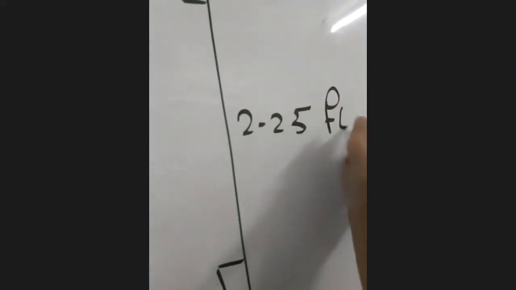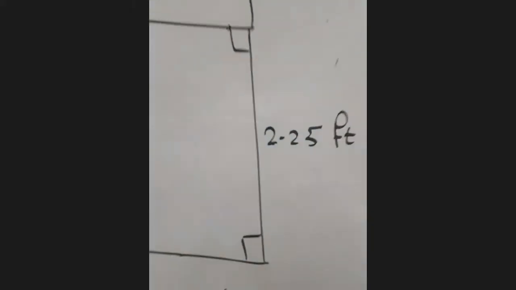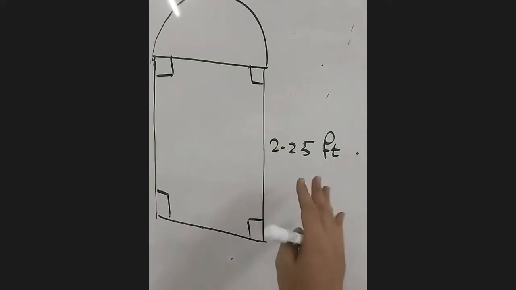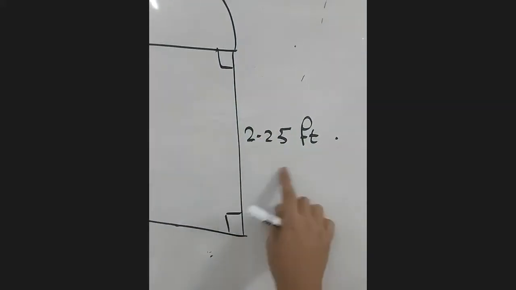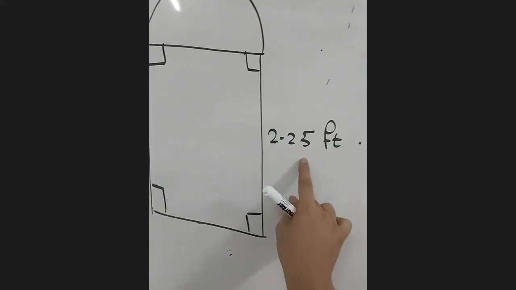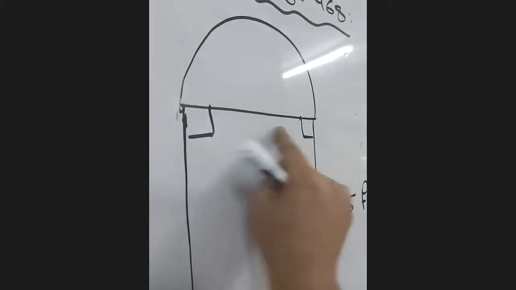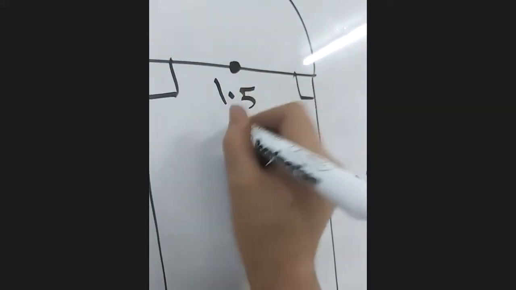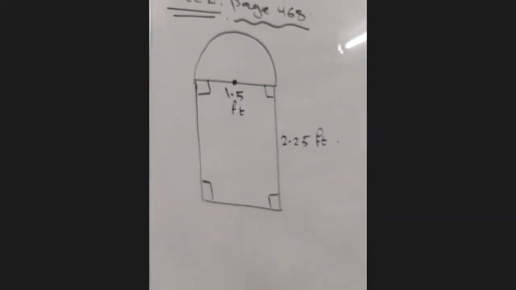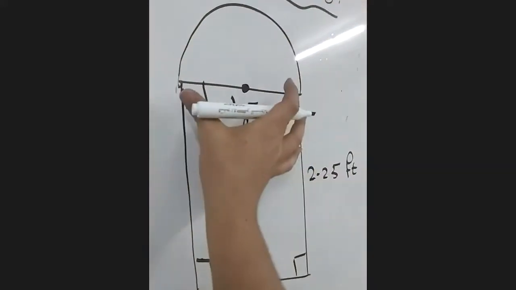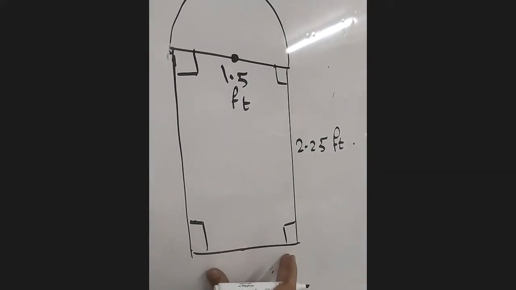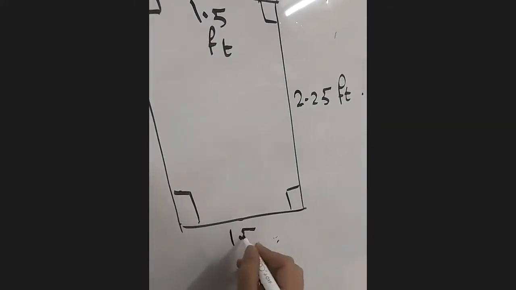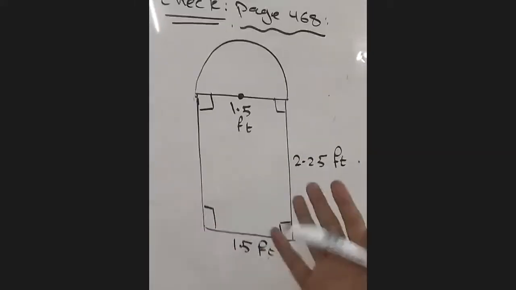So the length is how much? 2.25 feet, right? And here, what did they write? 1.5 feet. So if this is 1.5, this will be how much down? The same, 1.5, because it's a rectangle, 1.5 feet, right?